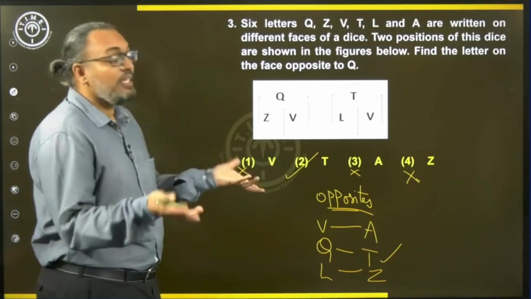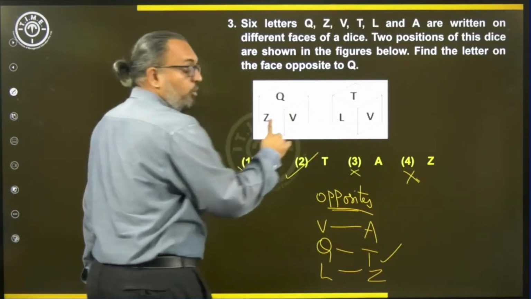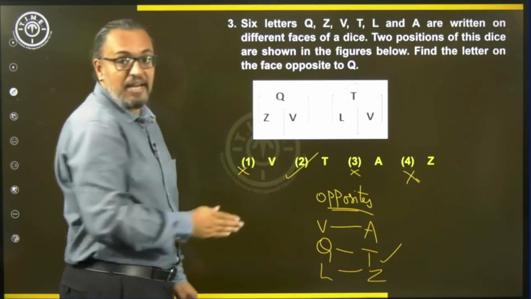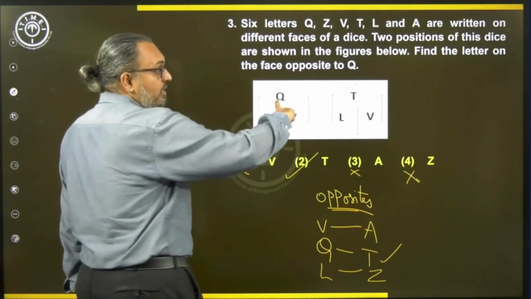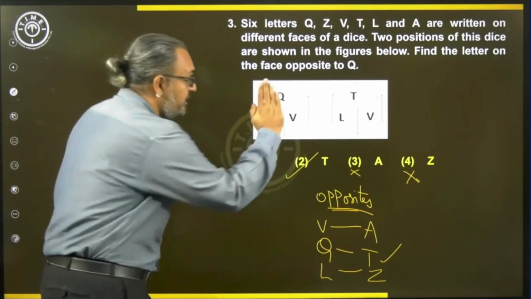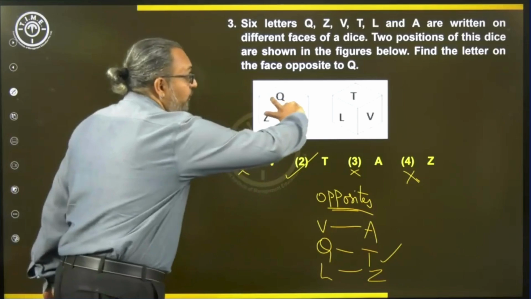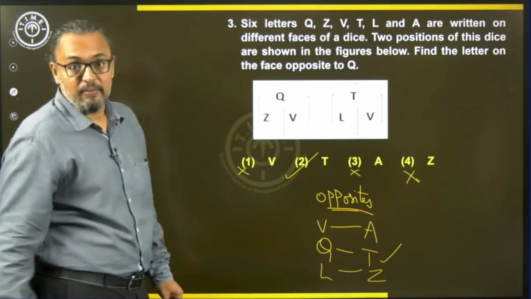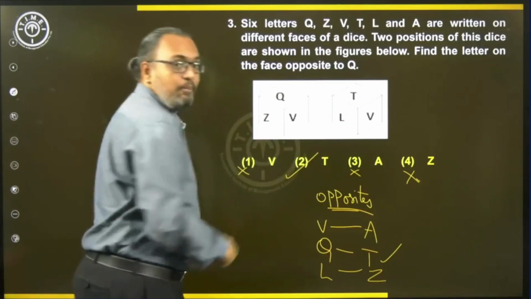Understood? So, one other way of looking at it is, now look at this. V is available in both and it is on the same side, correct? That means what is happening here? You had Q and Z and now you have T and L. But V is still available on the same side. So, how do I get that? You can flip it by 180 degrees. Once you flip it by 180 degrees, V will remain in the same position.